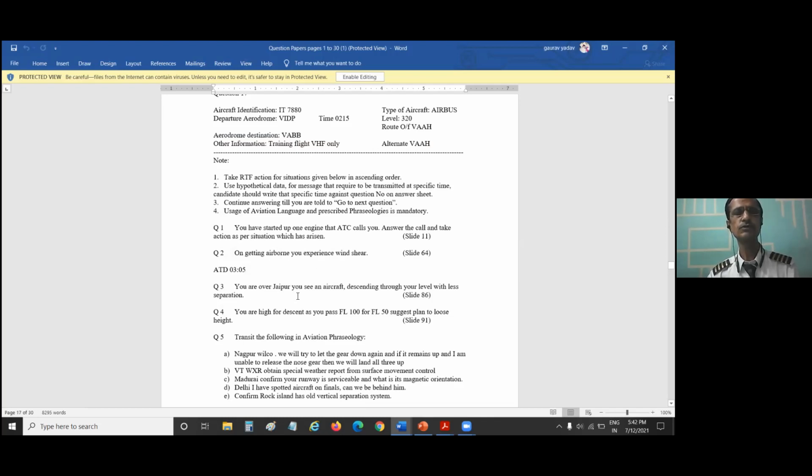You are over Jaipur. You see an aircraft descending through your level with less separation. Now you are flying from Delhi to Mumbai on the route. I have not asked anybody to show me the predetermined route on the map again, because we already discussed it in chart number 1. You remember, we already flew from Delhi to Mumbai via Pratapgarh and Songarh and all that. So we know Delhi Mumbai has 2 major routes.